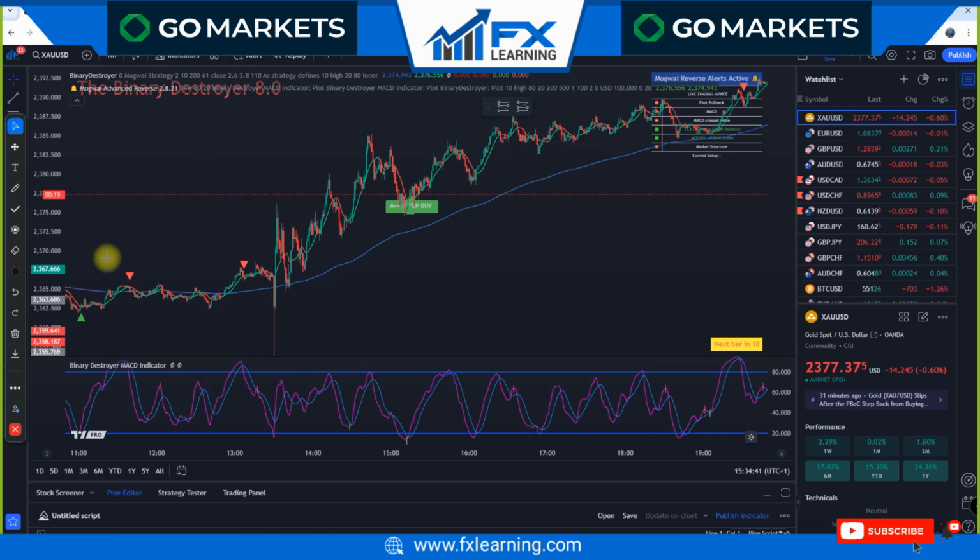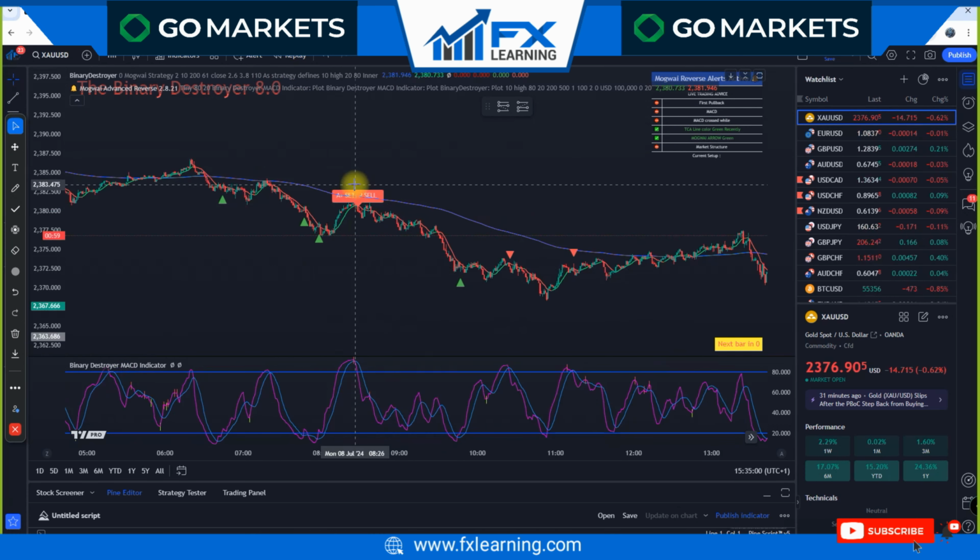Even though you've got a break and retouch, if I just mark it up here, you've got your high, you've got your previous high, you've got your low, and you've got your break and retouch just there. You can see that is an uptrend. Now that setup looks completely opposite to perhaps this setup here.